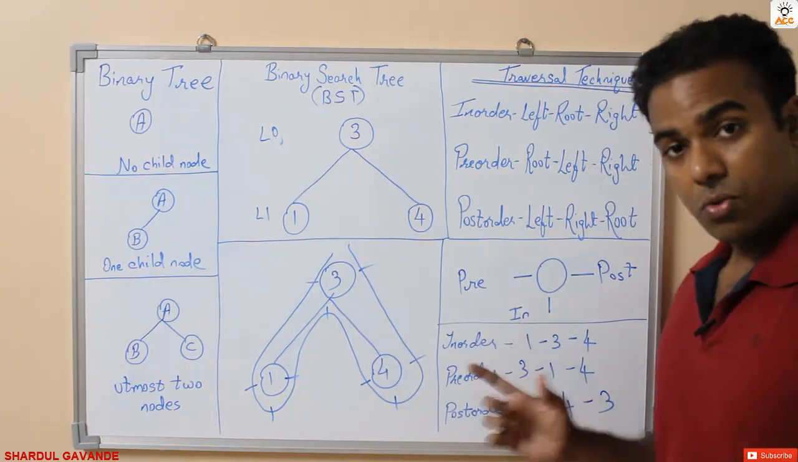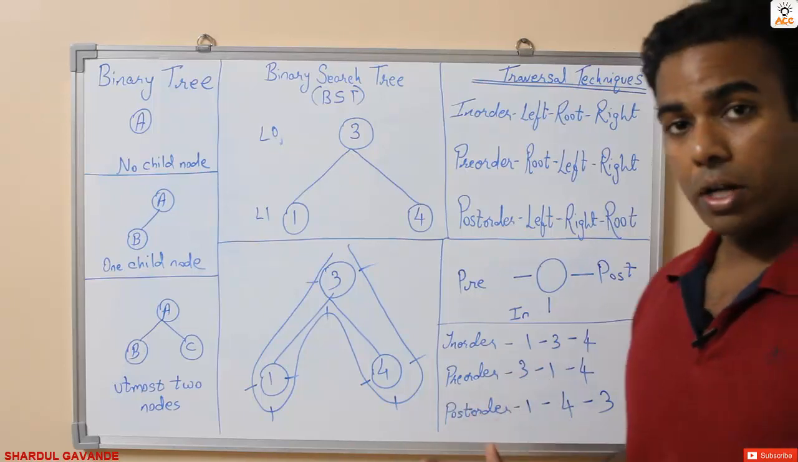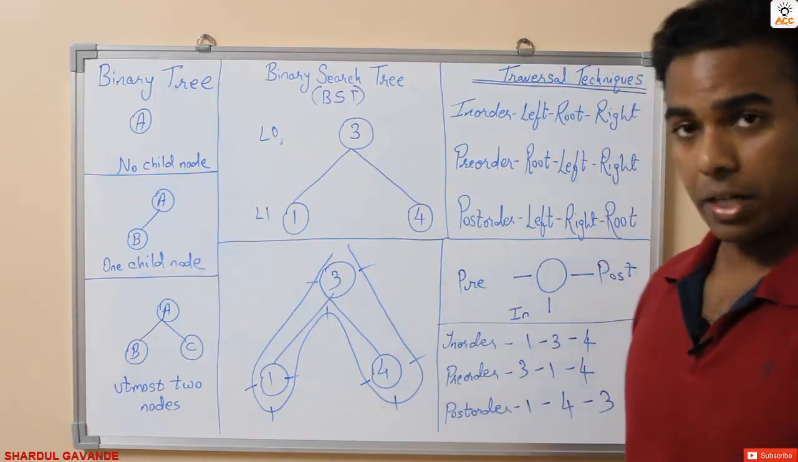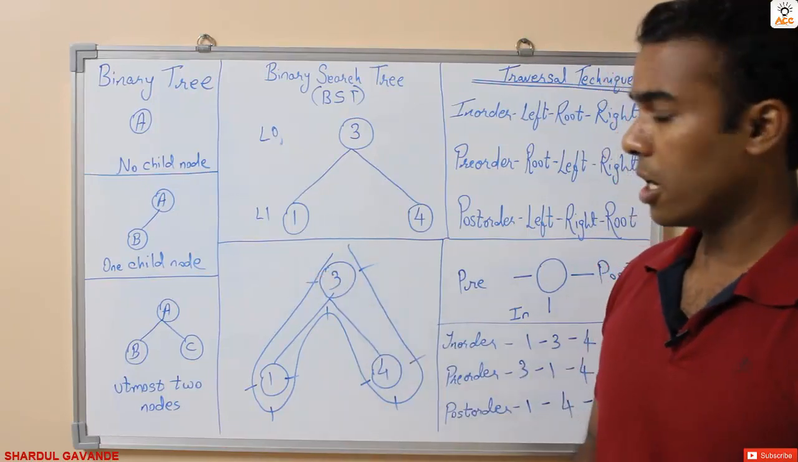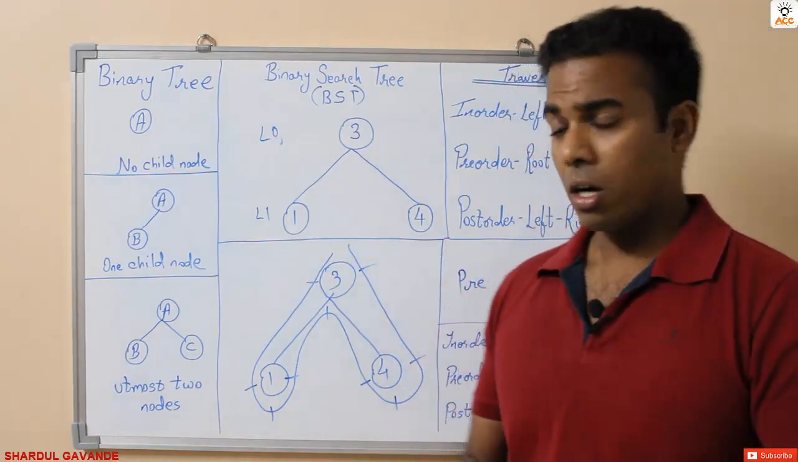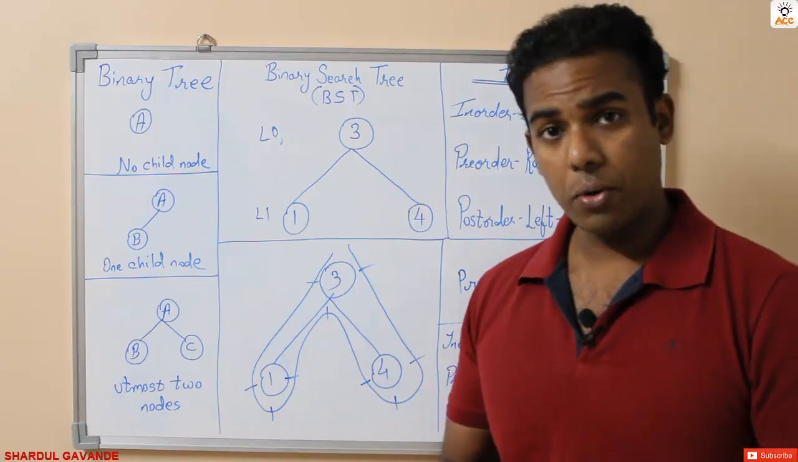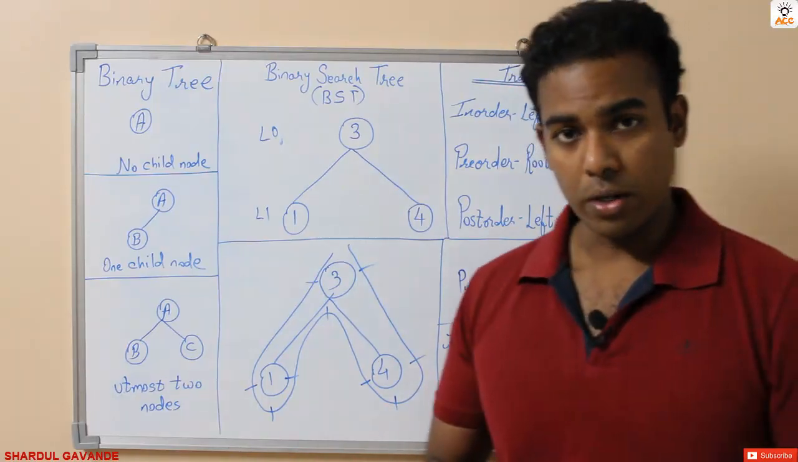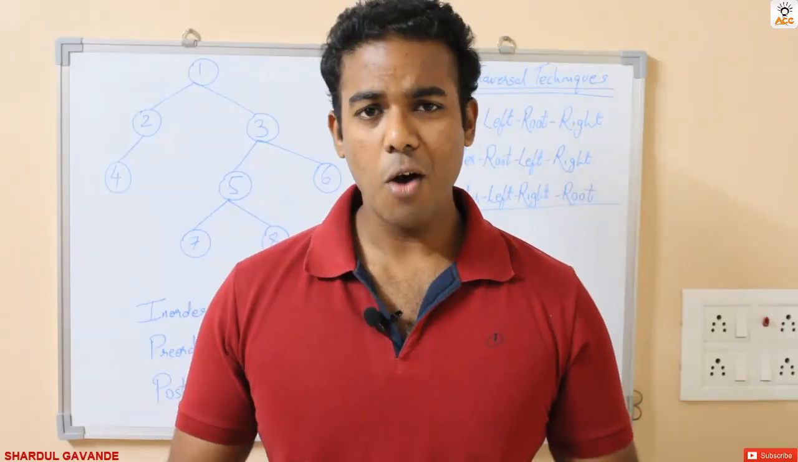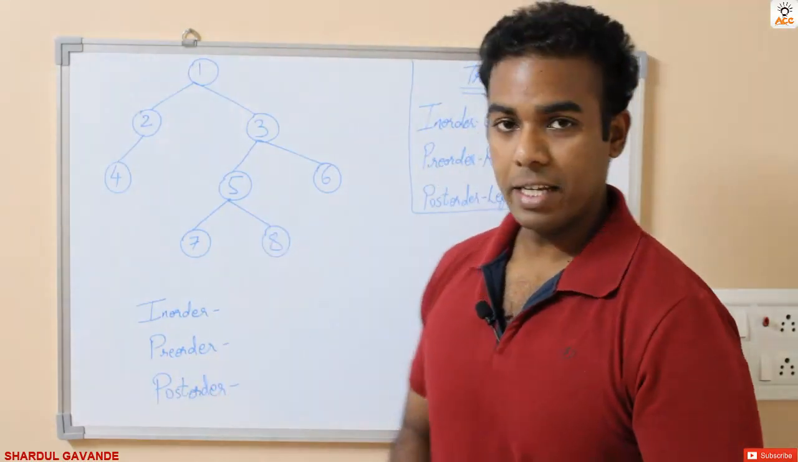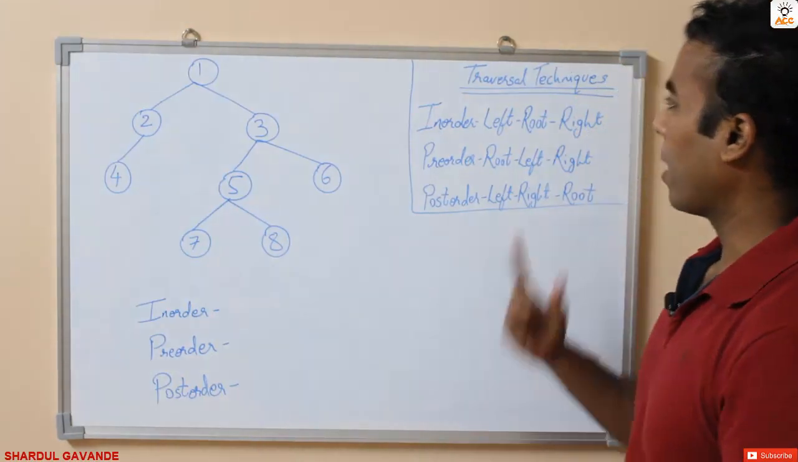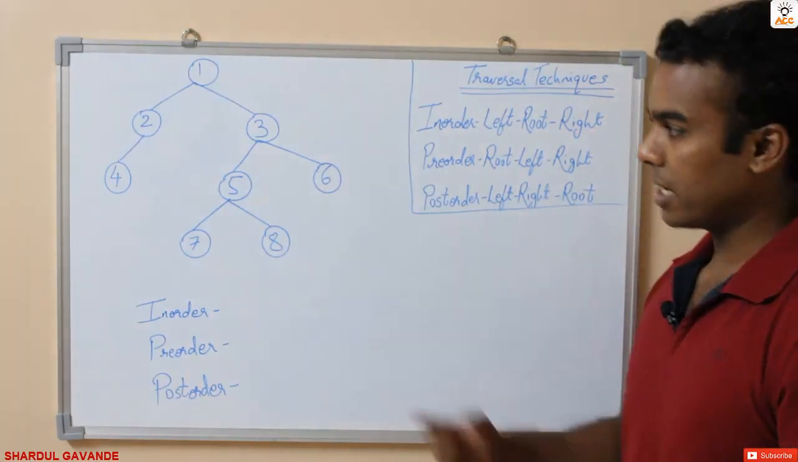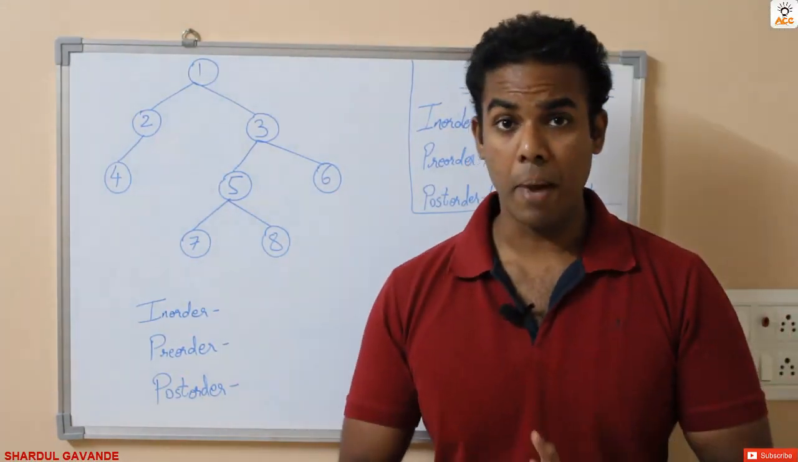So in this way you find out the in-order, pre-order and post-order of a given tree. This was just a small tree and a small example of it. Now we'll see a bigger tree, and let's try to find the in-order, pre-order and post-order. Here we have a given binary tree, and we'll apply the traversal techniques and get the answer for this particular binary tree.